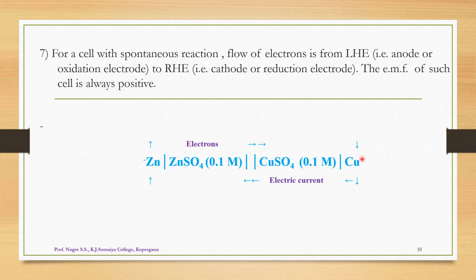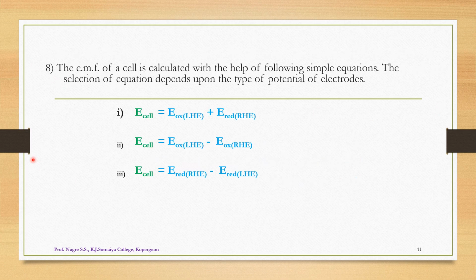At the same time, the electric current flows from the right hand electrode towards the left hand electrode. So we can say that the direction of flow of electrons is exactly opposite to the direction of flow of electric current. So this is the important convention number 7. The next important convention is number 8.